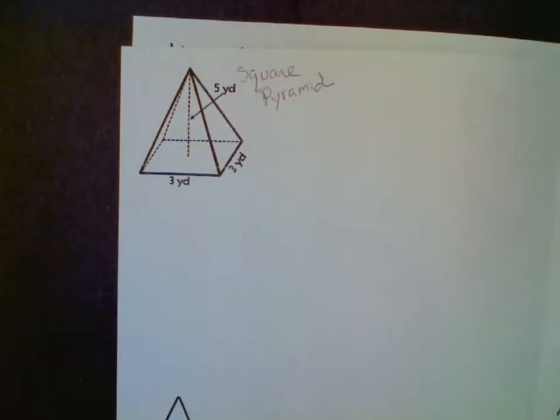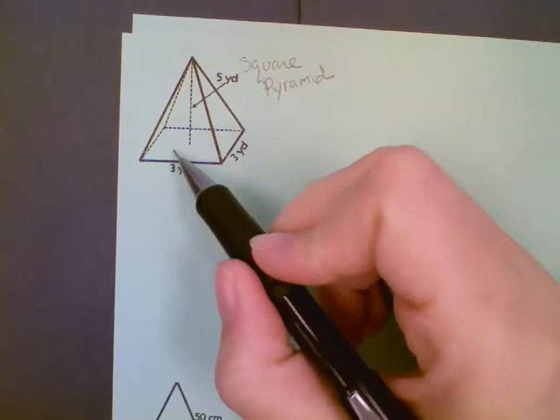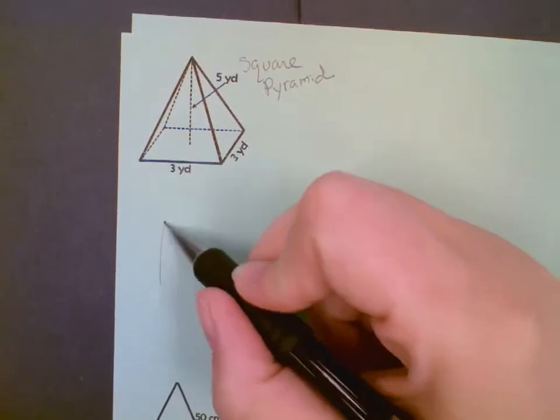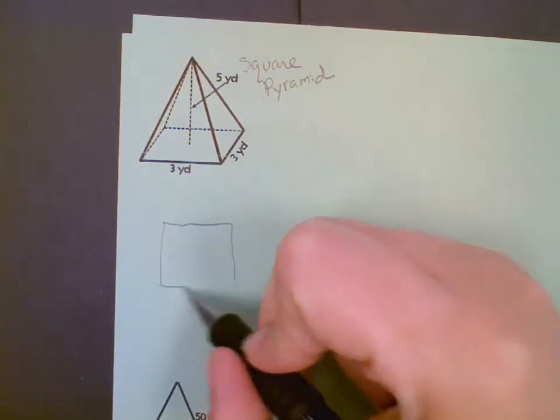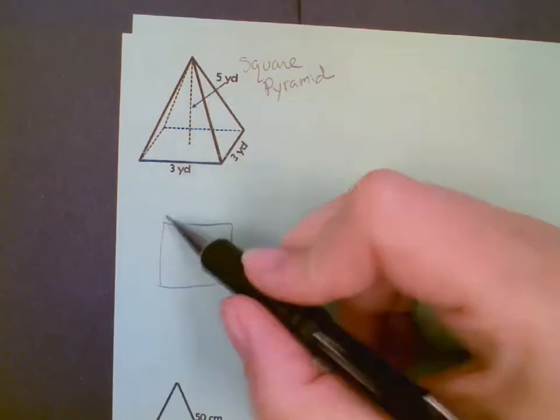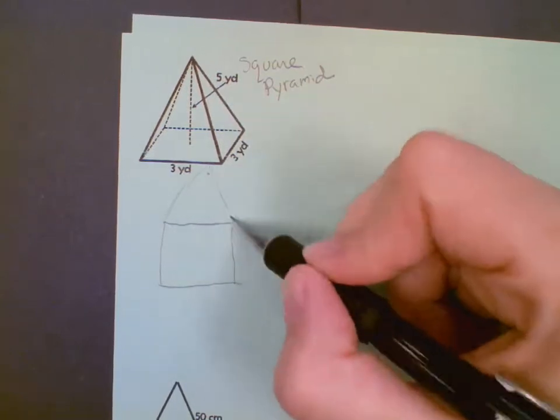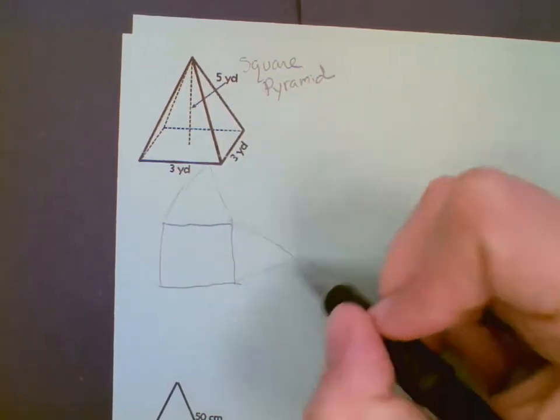So just like the prisms, I always start by drawing it the same. I always start with my base here, so I draw my square. And then I know that each side is a triangle that comes off the square. So I just draw my triangles.